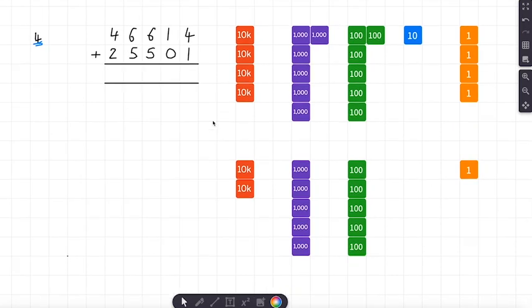On to question number 4, and we have 46,614 added to 25,501. Again, we're starting with the units, so we're going to look at 4 plus 1, which will give us 5. Having to change the color of the pen, but that's okay. So we've got 4 plus 1 is 5, and there's our 5 there.